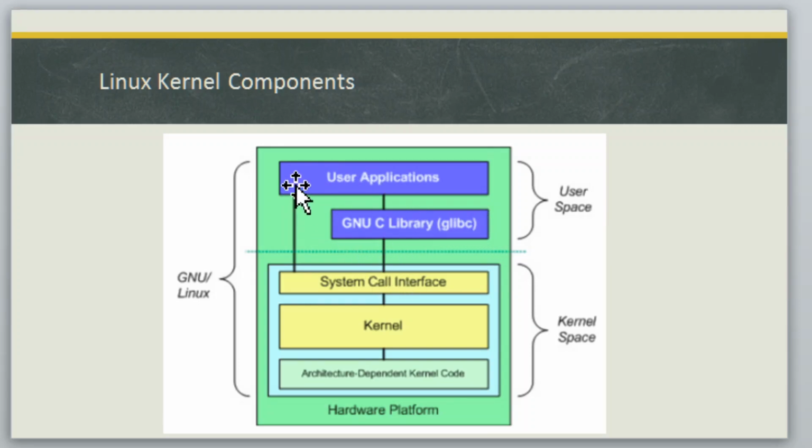Then we have user applications, okay? Up here we have the user space. This is what the users are really interacting with, all their applications and programs. And below this, we have the kernel space. We have all the system calls, the kernel itself, and the code at the bottom, okay? All of this makes up the Linux system, though, okay?